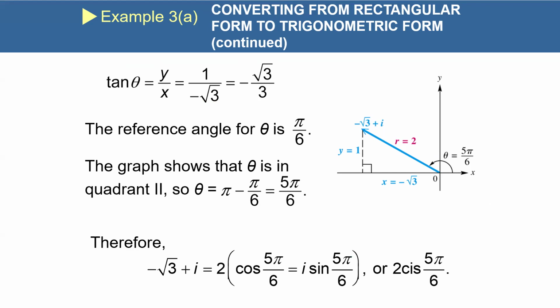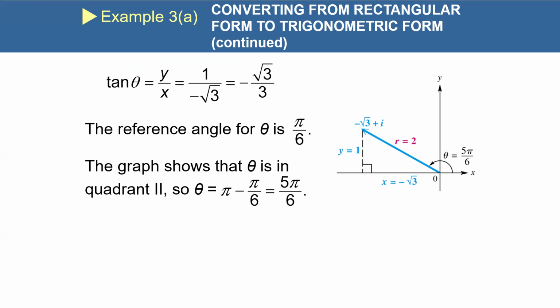And now that we know our theta, here's our theta, and our goal now is to write this in what form? Trigonometric form. In trigonometric form, it's going to be r times the cosine of your theta plus i sine of your theta. Do we now have our theta? So it's going to be cosine of 5 pi over 6 plus i sine of 5 pi over 6.